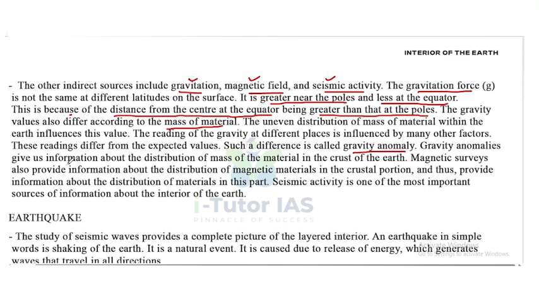Gravity anomalies give us information about the distribution of mass of the material in the crust of the earth. Magnetic surveys also provide information about the distribution of magnetic materials in the crustal portion. Seismic activity is one of the most important sources of information about the interior of the earth. Now, the next one is earthquake.